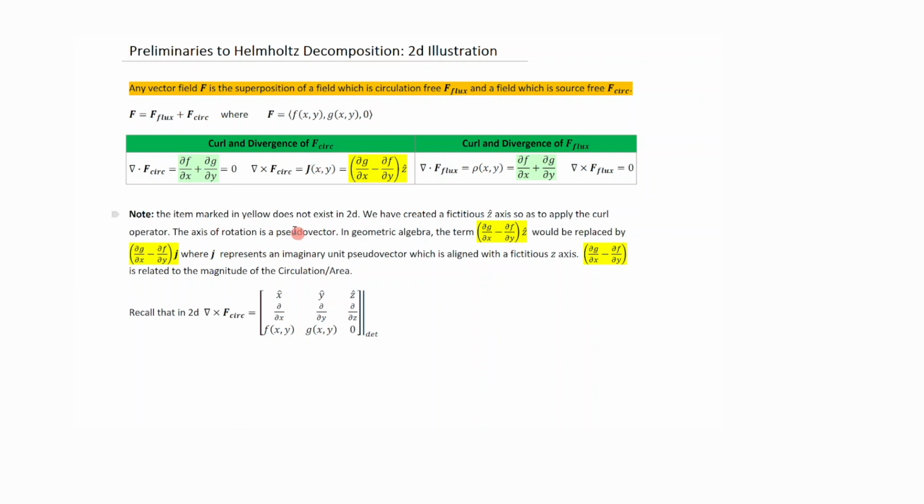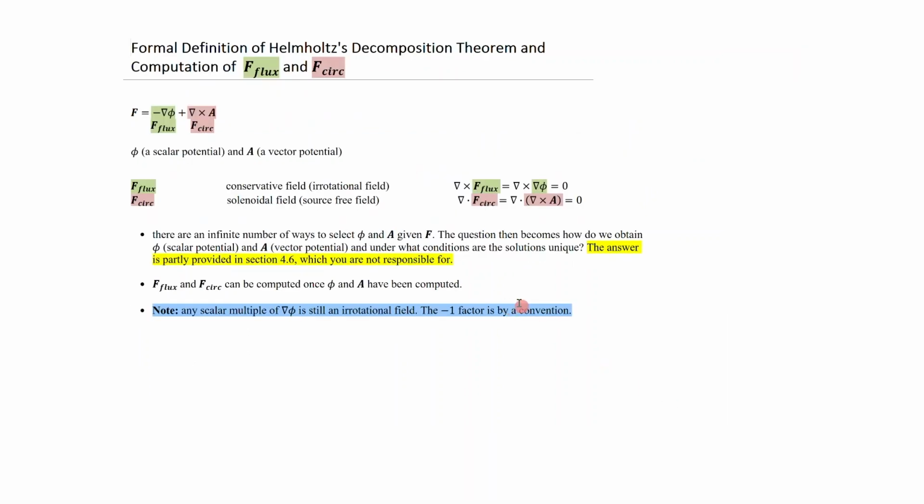Anyway, this is our starting point, which allows us to formulate the Helmholtz decomposition for the general 3D case, which is what we will do next. All right, so now let's look at the 3D case, which is generally the one we're interested in. And so we now introduce a formal definition of the Helmholtz decomposition theorem and the actual calculation of the flux component and the circular portion of the vector field.